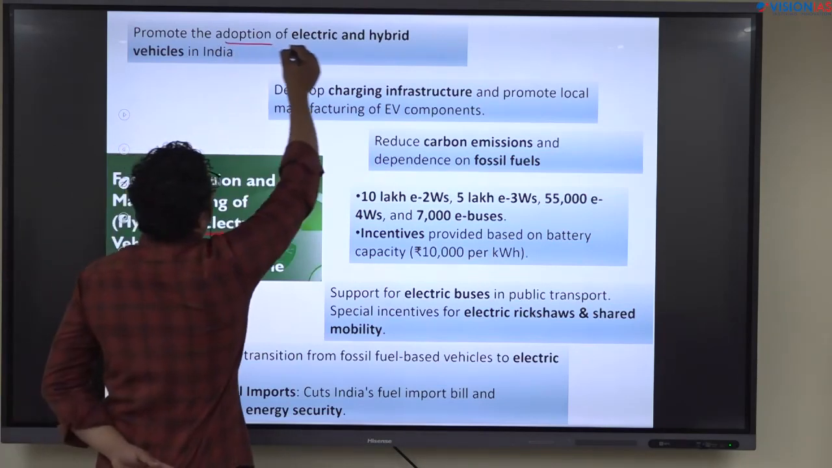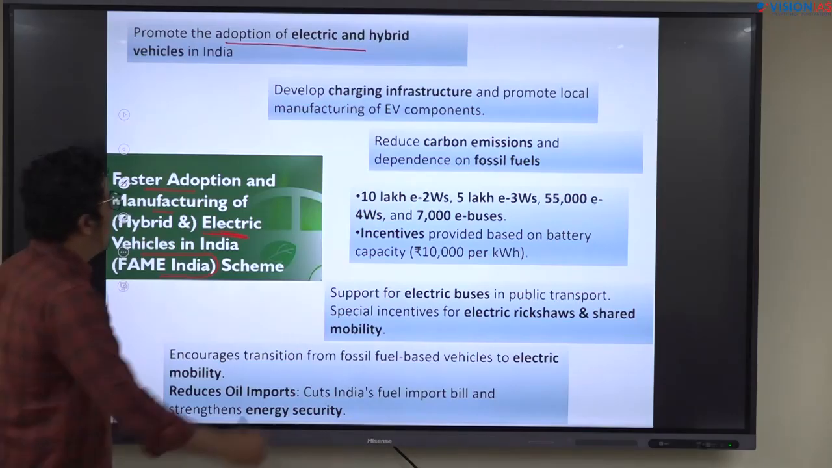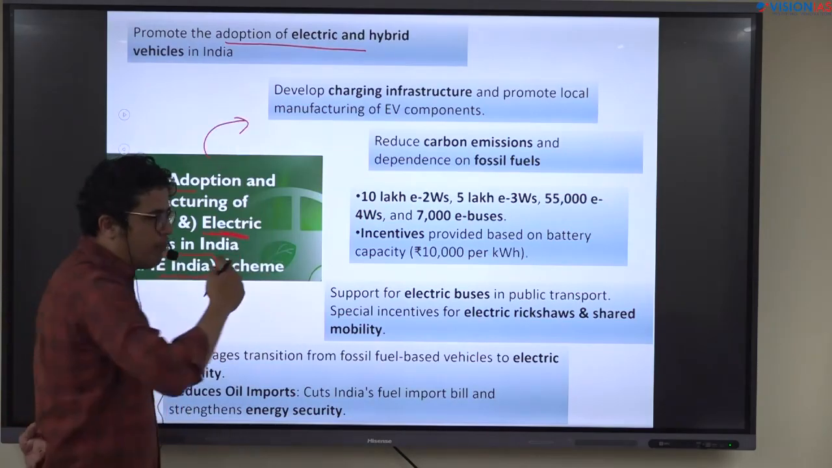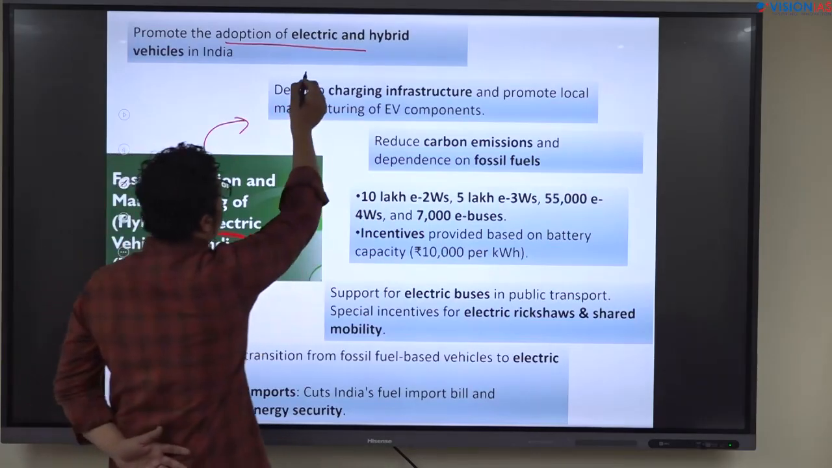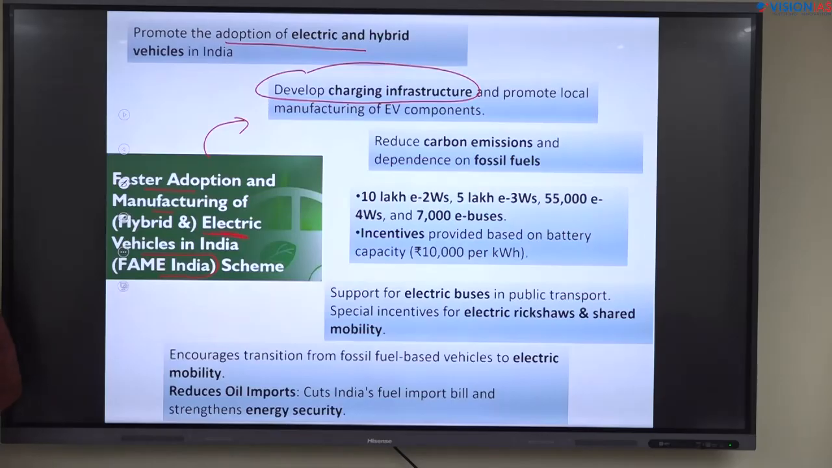So it promotes adoption of electric vehicles, EVs, and even hybrids, in which a combination of electric and fossil fuel is used. This mission is not only about making vehicles, it is also about developing charging infrastructure, having charging points and charging stations in the urban areas.